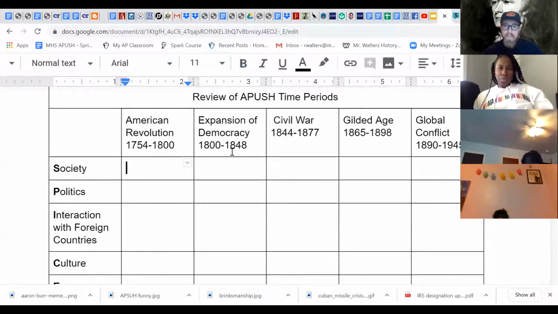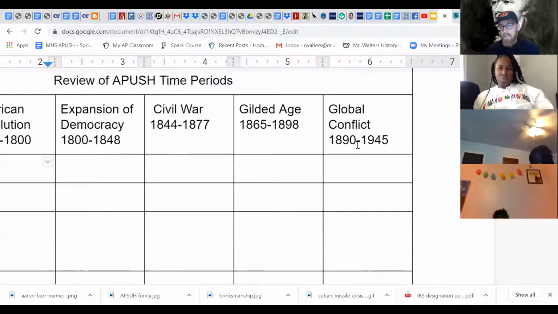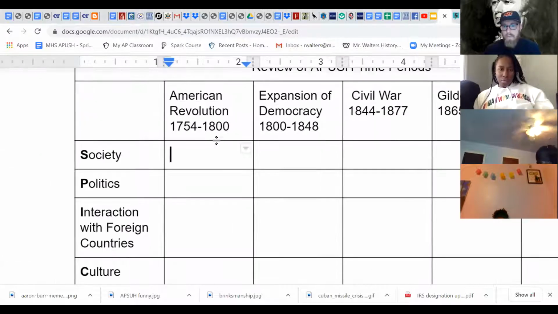Go back and look at this time. And by the way, they can only ask you from 1754 to 1945. That's it. So we don't have to know all the stuff in the very beginning. Guys, if you remember us talking about the English settlements, Jamestown, and why people came over from England, they're not going to ask you about that. They're going to start right during the American Revolution.